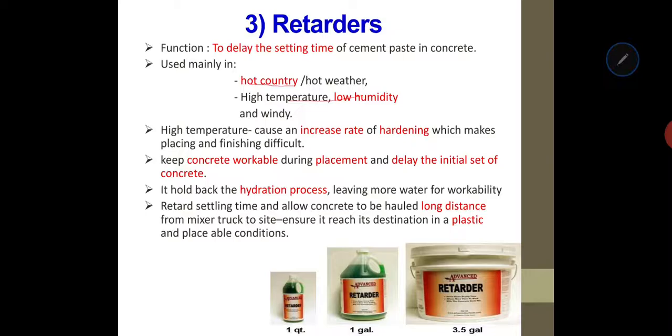So, compared to previous admixture, retarder actually holds back the hydration process, leaving more water for workability. Okay, what retarder does is to retard setting time and allow concrete to be hauled a long distance from the mixer truck to site, ensuring it reaches its destination in a plastic and placeable condition.